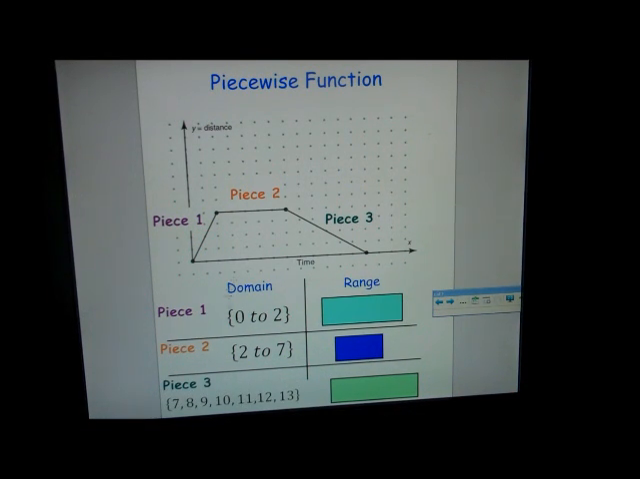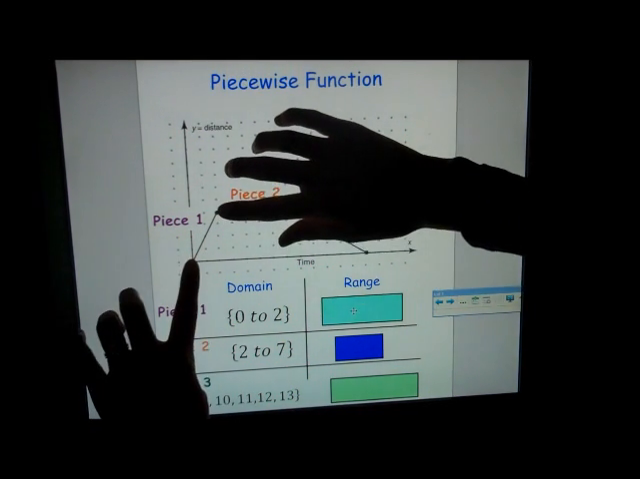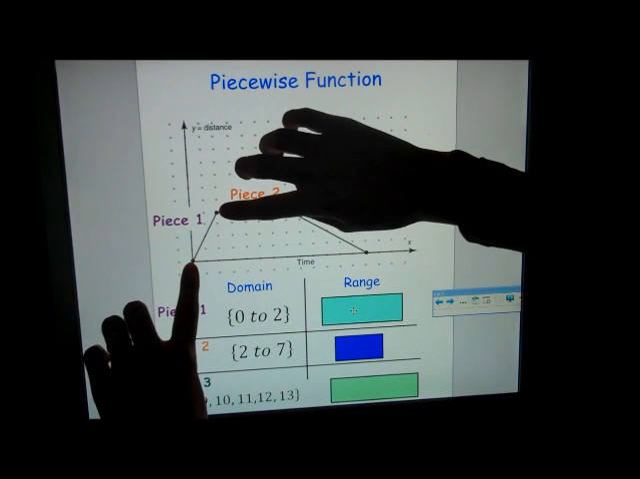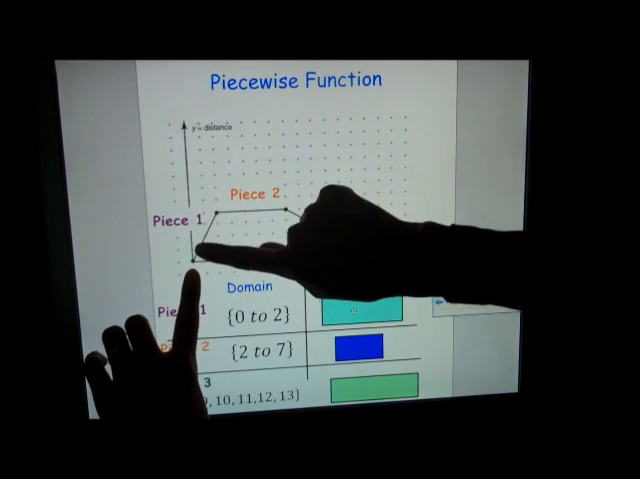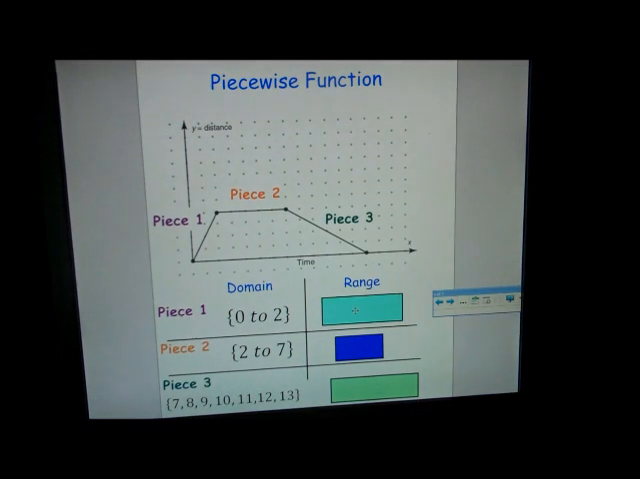Alright, so if domain is the x values, then range has to be our y values. So take a moment and look. Where on the y-axis does piece 1 fall? It falls from 0 all the way up to 1, 2, 3, 4. So it should be 0 to 4. And there it is. Pause it now, and you find the ranges for piece 2 and piece 3.